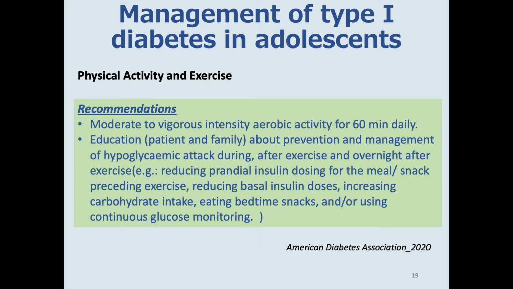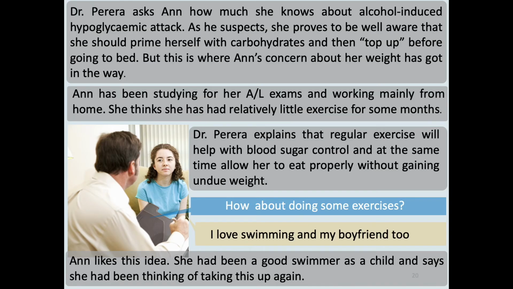Then the physical activity and exercise. Recommendations are moderate to vigorous intensity aerobic activity for 60 minutes daily, and educating the patient and family about prevention and management of hypoglycemic attacks during or after exercise and overnight after exercise is important.